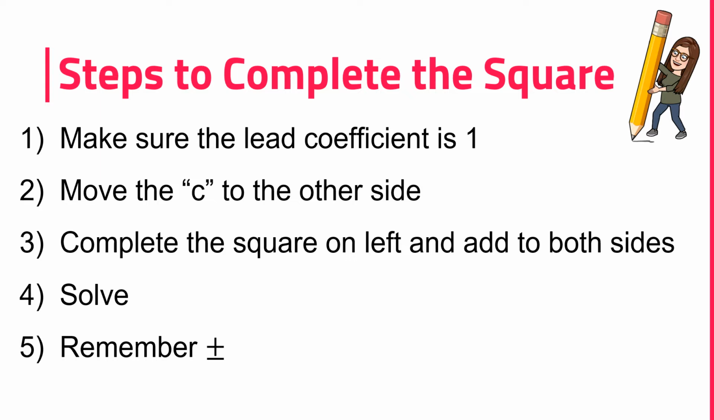Step 2 is we're going to move our c value to the other side of the equation. Step 3 is what's going to be new. We're going to complete the square on the left and add that value to both sides. Step 4, by completing the square, we've created a factorable problem on the left side, and we're going to solve using square roots. And step 5, just a little reminder, don't forget about the plus minus when solving by square rooting.